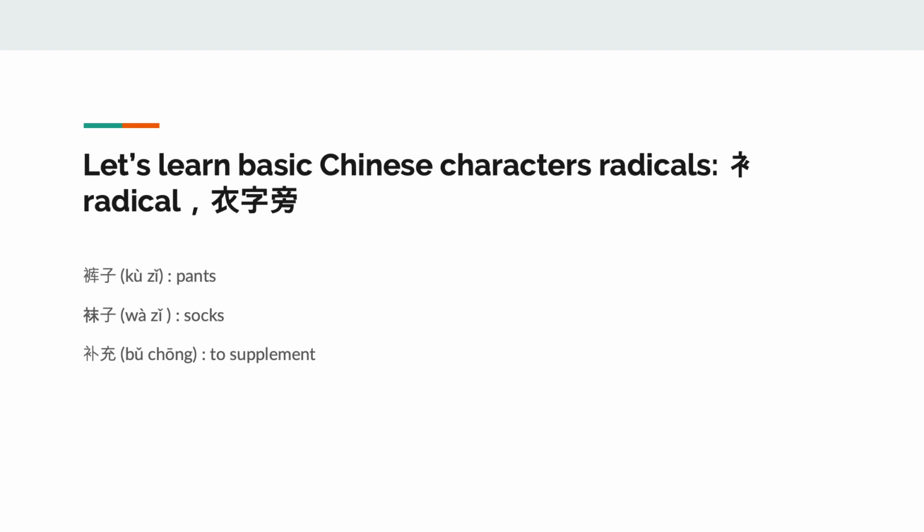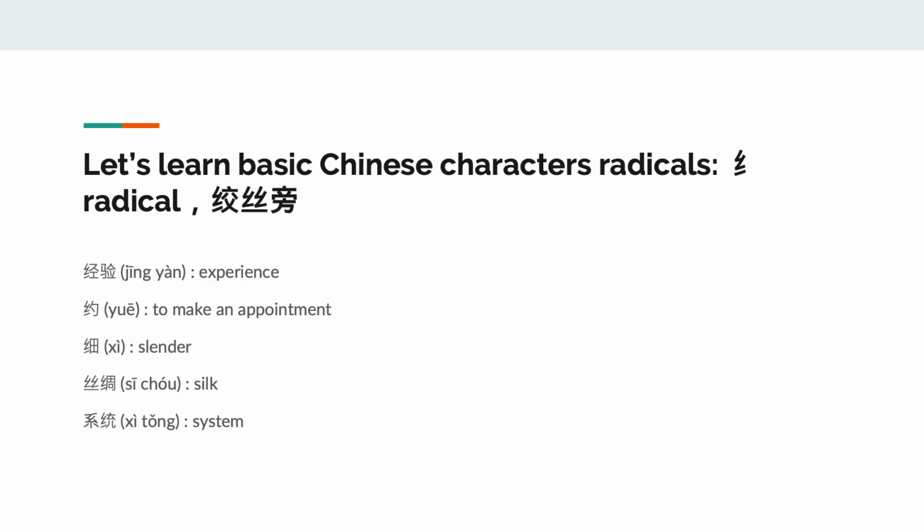Let's learn the clothing radical, or its special name in Chinese, which is 一字旁. Most of the words on this list have to do with clothing. 裤子 means pants, 袜子 means socks, and 补充 means to supplement. You can see the clothing radical on the left-hand side of these characters.